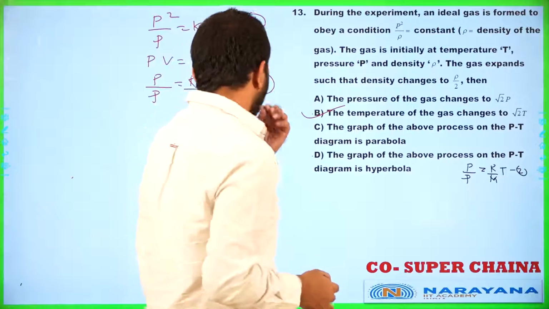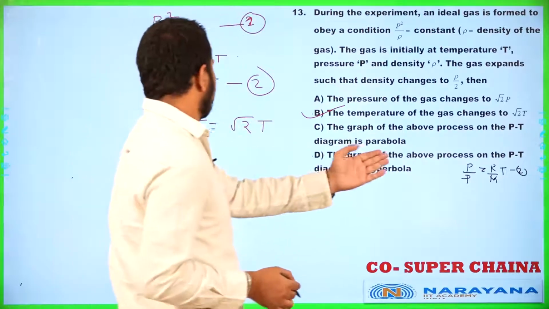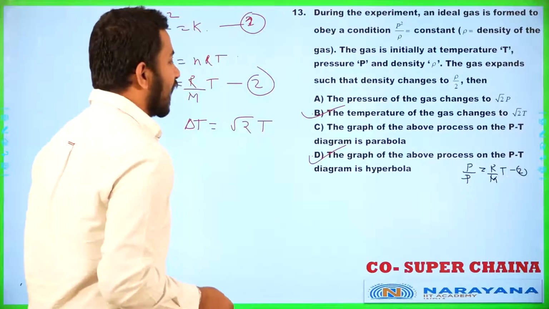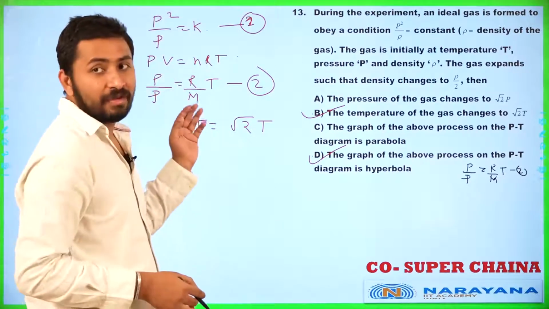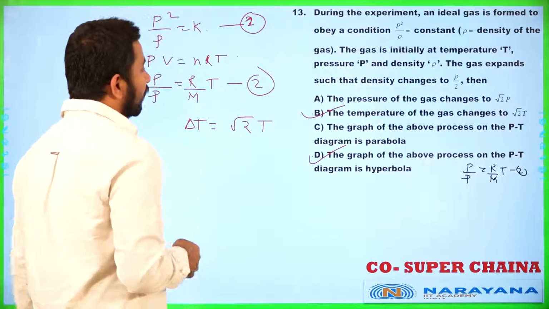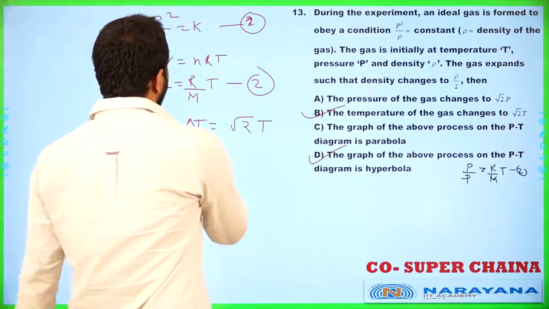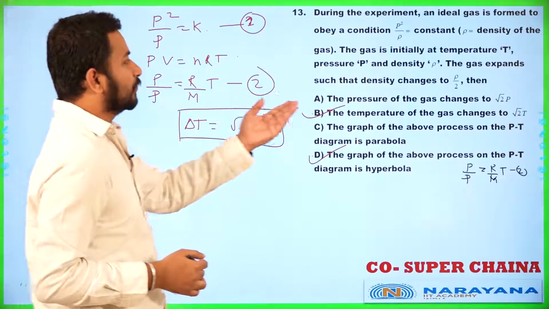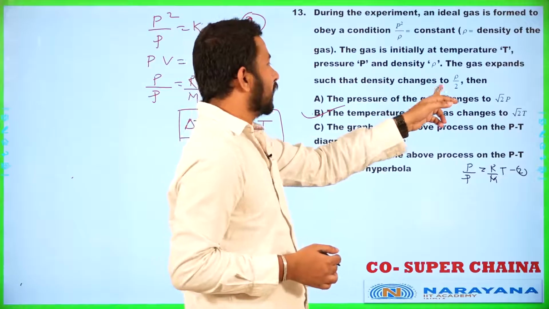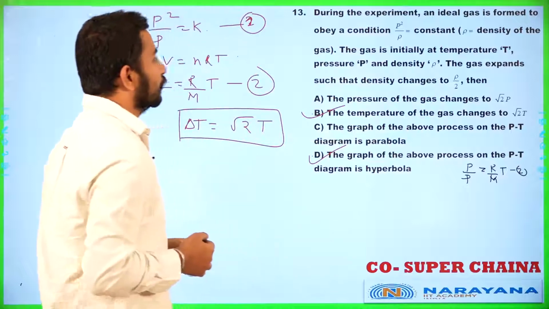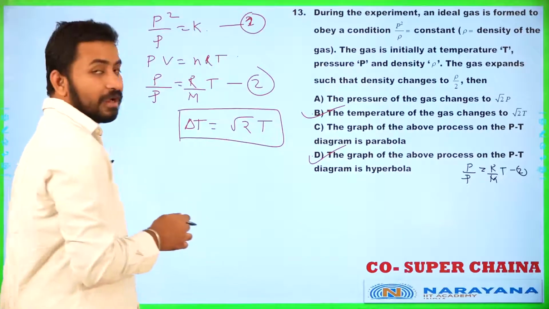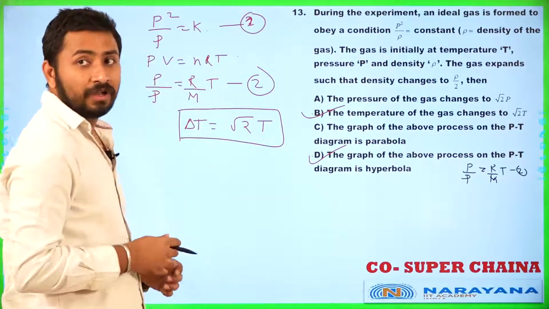Now if you plot the graph between P and T here, it will be coming as hyperbola. From this, if you plot the graph between P and T, the graph will be coming as hyperbola. So this is the answer for this question, right? So just substitute all other values here. The gas expands, and density is also given. So this density you can substitute the value and you can plot the graph. The graph will be coming as hyperbola.